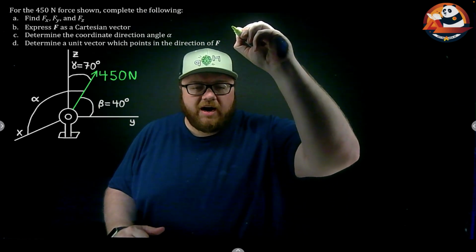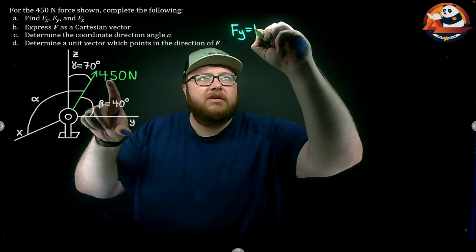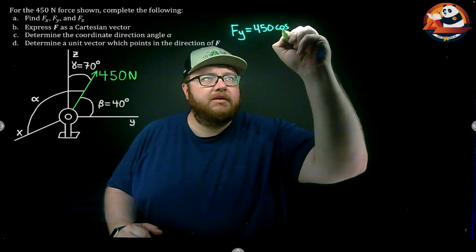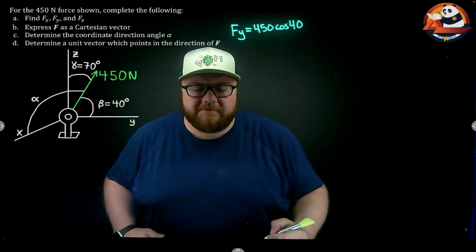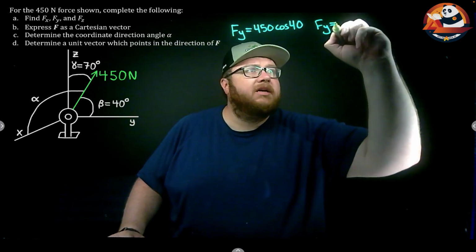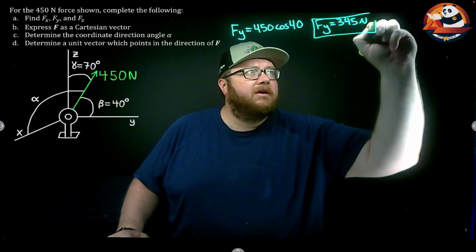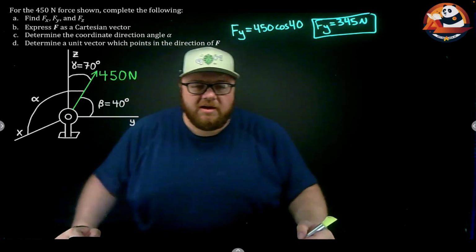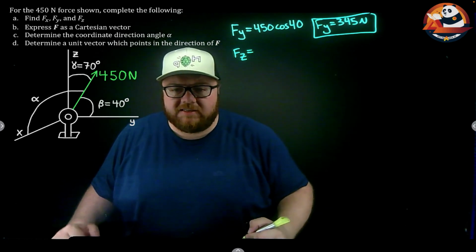So for example, Fy. I could say that my force in the y direction is my total force, 450, times the cosine of beta, because beta goes from the force to the y-axis. Cosine of 40. This will get me one of my answers. I should get from this that Fy is 345 newtons. And we can always, as we come in and do this, cosine will always get us the piece that we're looking for.